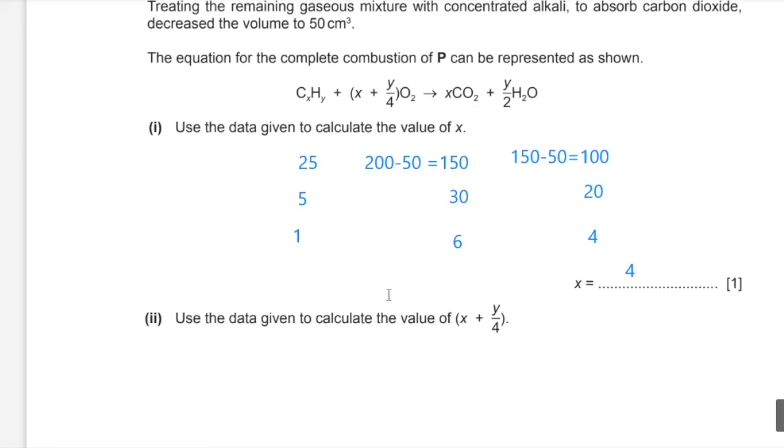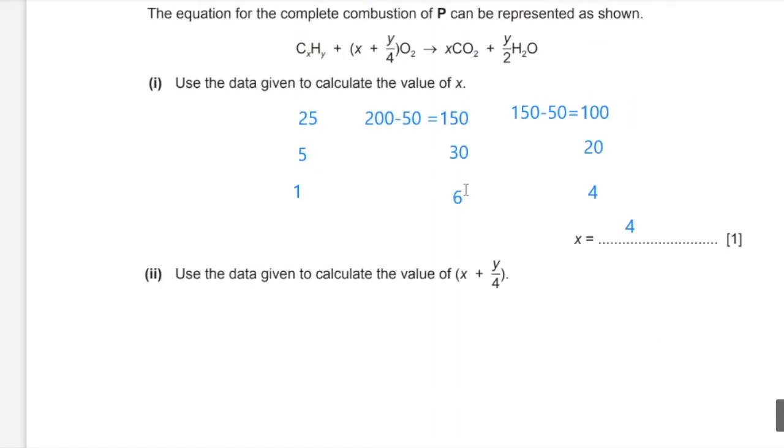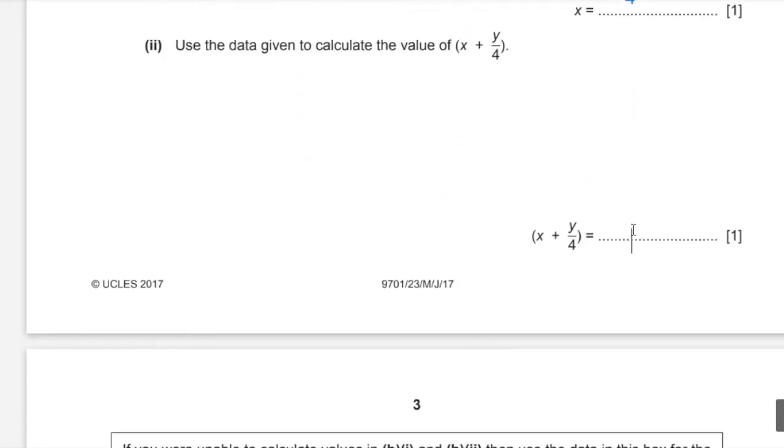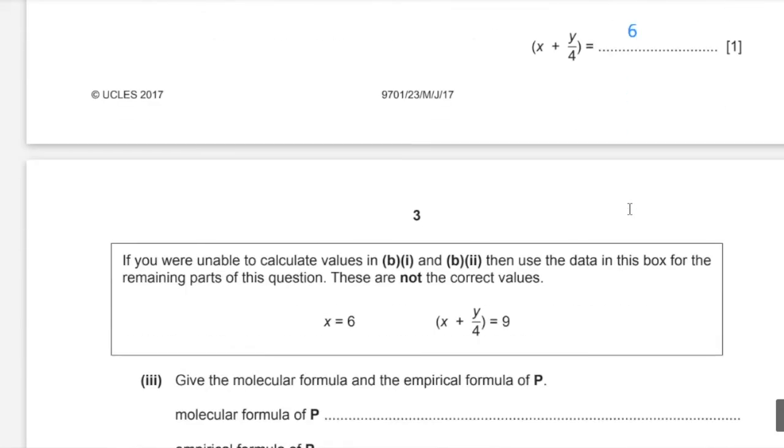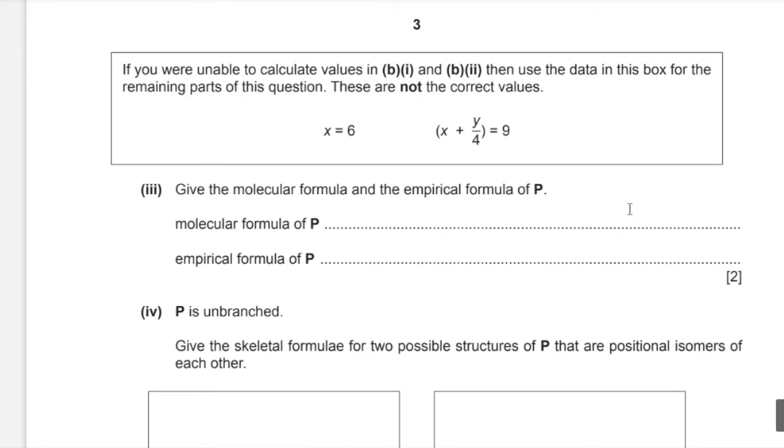Use the data given to calculate the value of x plus y over 4, which is nothing other than the number of moles of oxygen that reacts according to the equation. As we calculated over here, it is 6. If you were unable to calculate values in B1 and 2, use the data in this box for remaining parts of this question, which are not correct values. But since we have already calculated the values, we don't need this piece of information. And we're supposed to calculate the molecular formula and empirical formula of P.